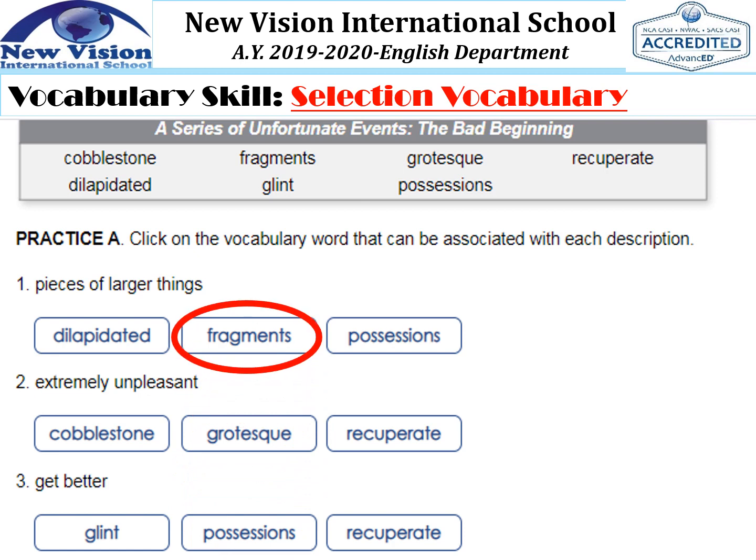For number 2, we have extremely unpleasant. What is that word again? Is it cobblestone, grotesque, or recuperate? You start circling your answer. And for number 3, we have get better or heal. What is that? Is it glint, possessions, or recuperate? Take your time in answering, students.